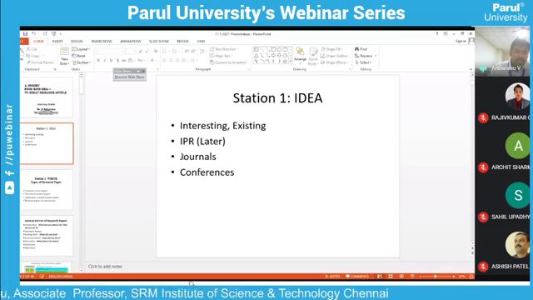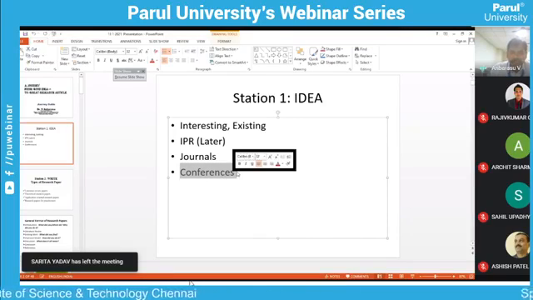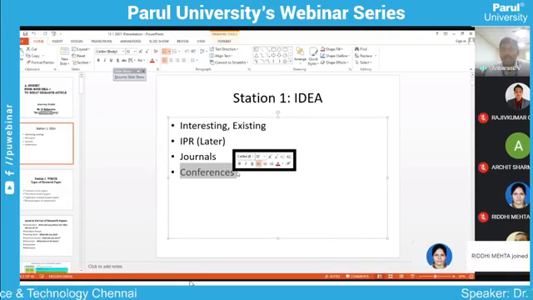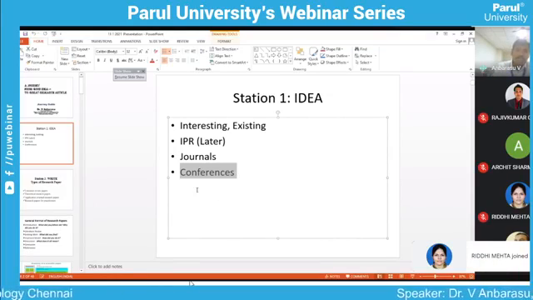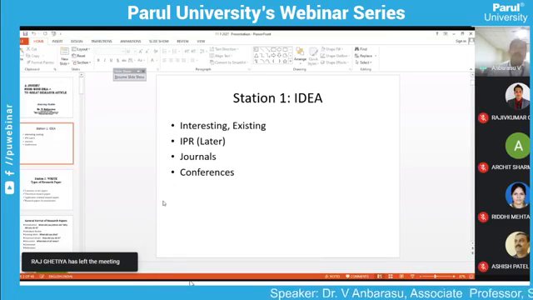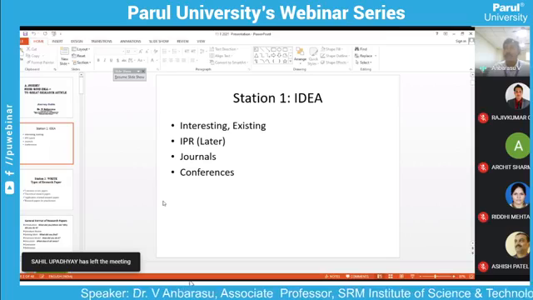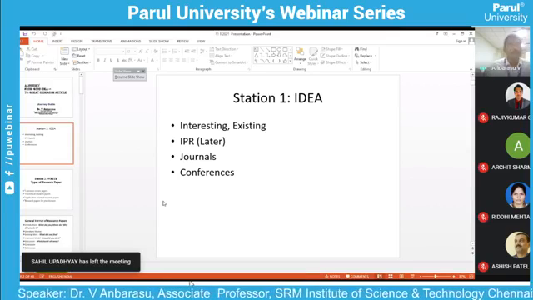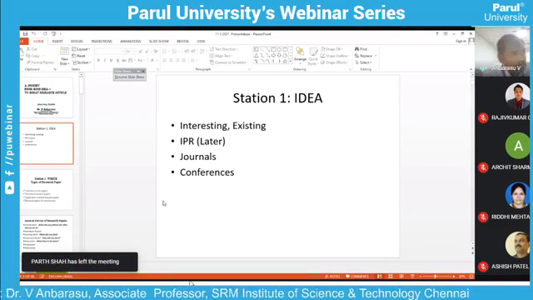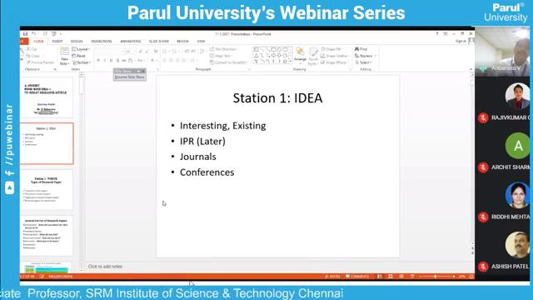So meanwhile, you can go for the short-term option called conferences. You can go for conferences, where you can publish your idea in proceedings, right? So it's one more option. It all depends upon the requirement. I will not say you should go for conferences or you should go for journals. It all depends upon the researcher's need or requirement.